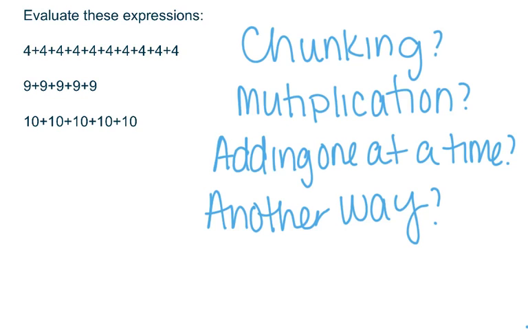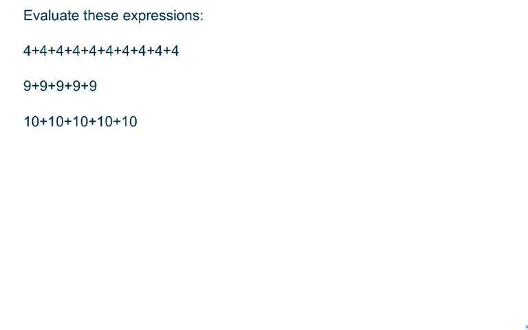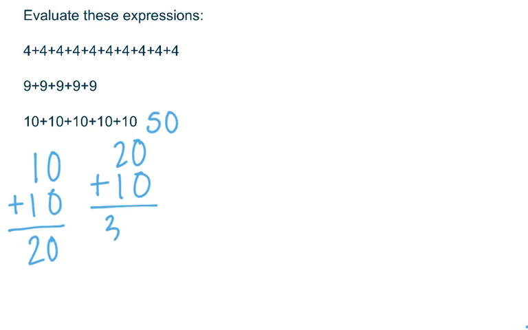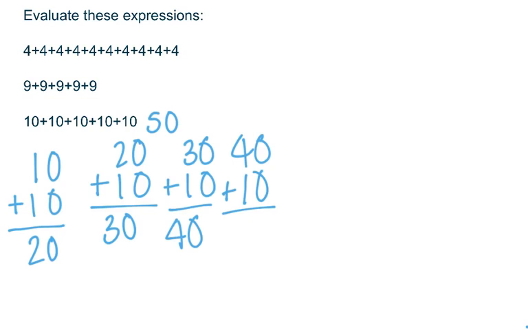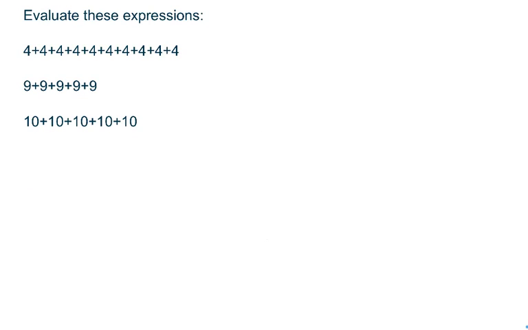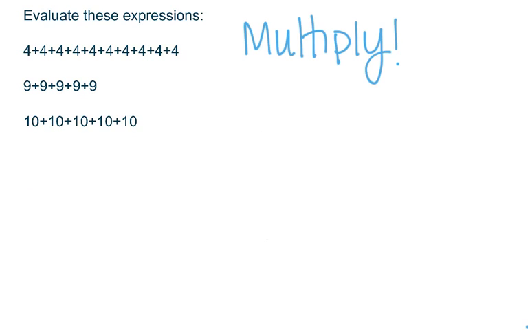Let's look at the way of adding. We can simply add 10 plus 10 plus 10 plus 10 plus 10 to give us an answer of 50. And if we were to do that one at a time, so 10 plus 10 is 20, 20 plus 10 is 30, 30 plus 10 is 40, and 40 plus 10 is 50. Adding up all those individual numbers one at a time is time consuming. So instead of adding, we can multiply.